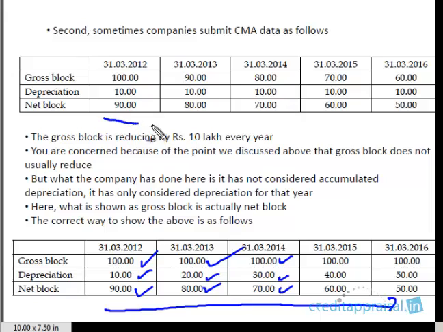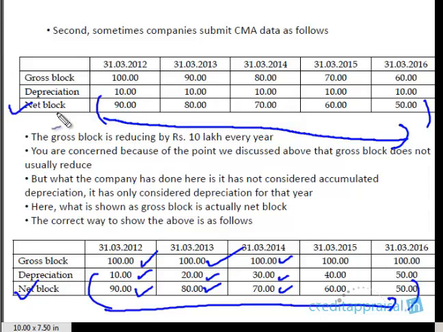Whereas the company submitted a calculation like this. Here also, if you see, the WDV is the same. In both cases the final figures you arrive at, 90, 80, 70, 60, 50, are the same. That is not the problem. But here you're getting the gross block reducing.